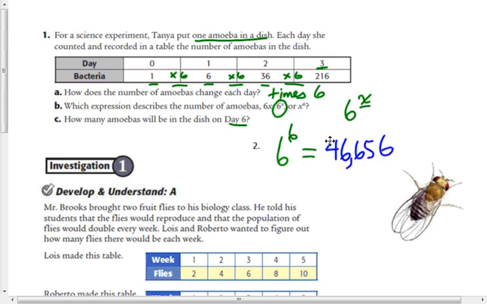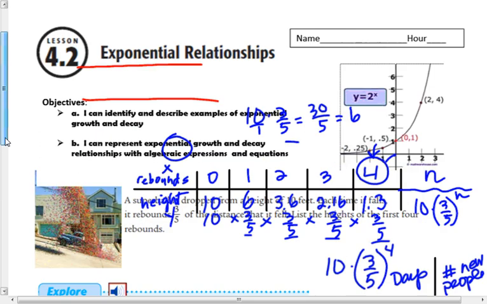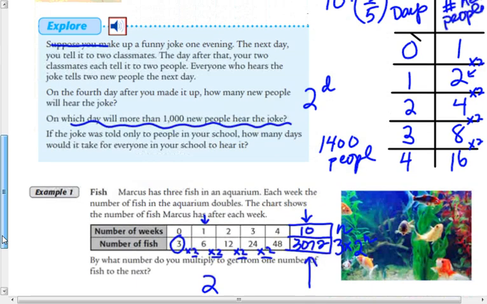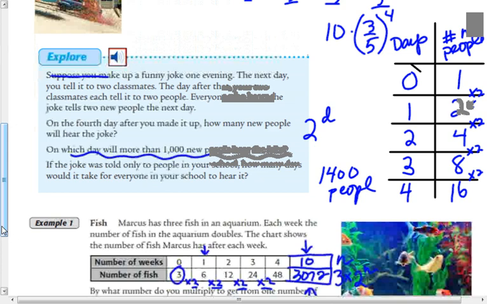All right, we'll work some more on these next time we meet in class. Go back and finish that one problem I skipped over, and we can talk about that in class, this problem right here about the number of jokes told. How many days will it take for 1,000 new people to hear the joke?